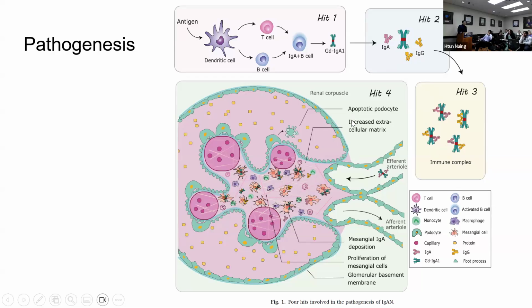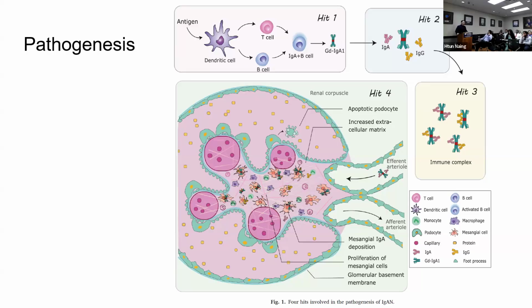When I read that, I thought, okay, this is literally type 3 hypersensitivity. But what's the big deal? Why do we have to explain the 4 hits? Because 1 hit is not enough. This is important for understanding why we have to do a biopsy in IgA nephropathy for diagnosis.